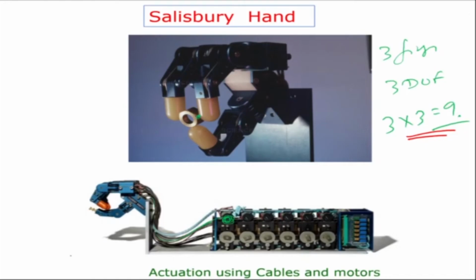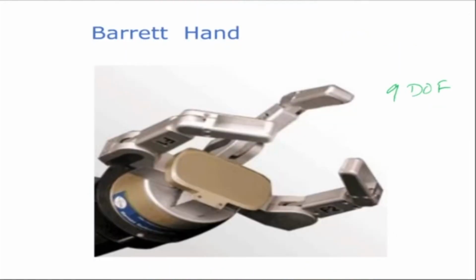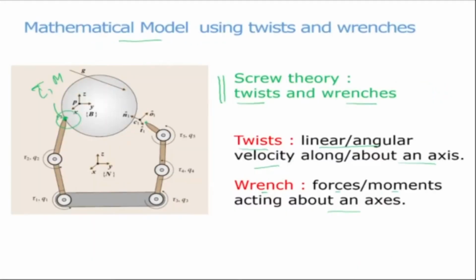Now as we see further, the other kind of hand is the Barrett hand. Again, it has 3 fingers and 9 degrees of freedom. Then we move on and we see that if you want to manipulate an object, for example, I have an object like this. I'm holding this cube with a 3-finger hand. There are 2 fingers on this side, and there is 1 finger on the other side, and I want to manipulate this object. I want to translate it or rotate it about an axis.